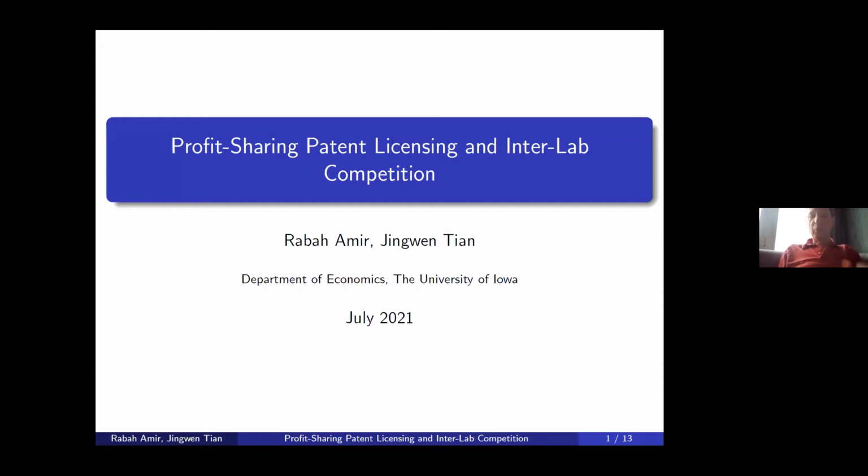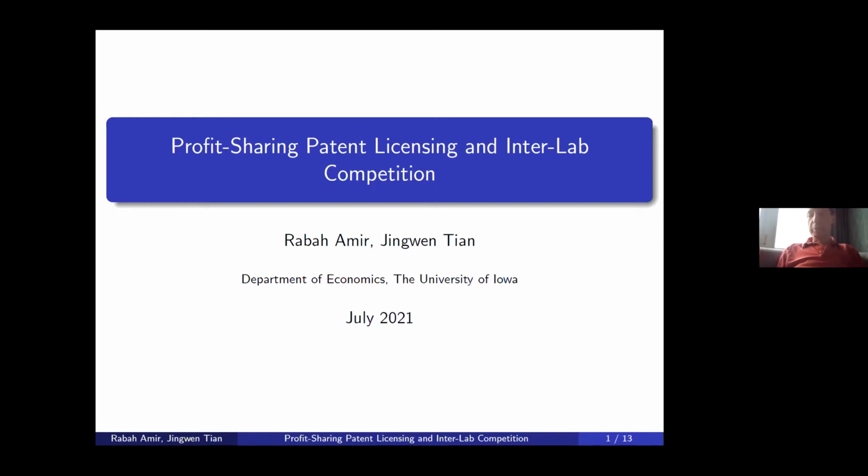This is a joint work with a PhD student of mine at the University of Iowa, Jingwen Tian, who is in the audience right now. This is a very simple project, something that took off from a very simple observation. We essentially have in mind a new industry. So it's a typical patent licensing situation, but with some important small modifications that will lead to different results.